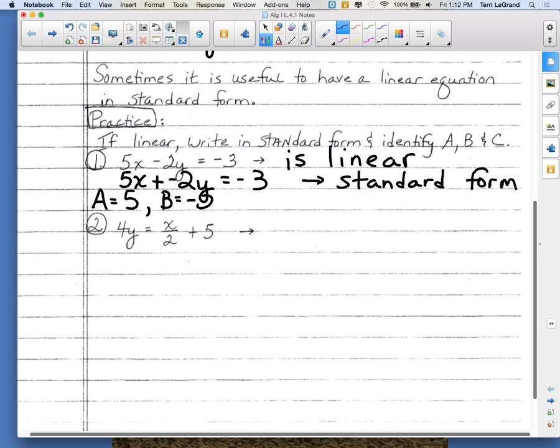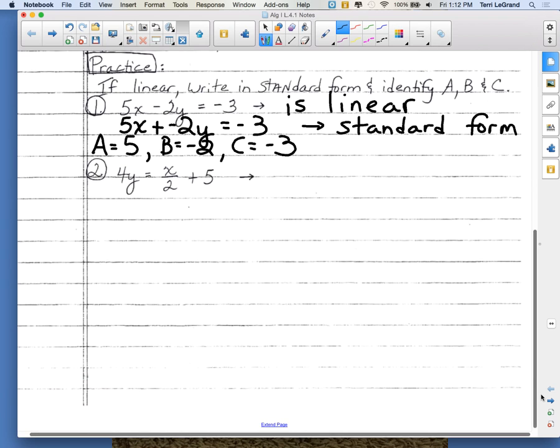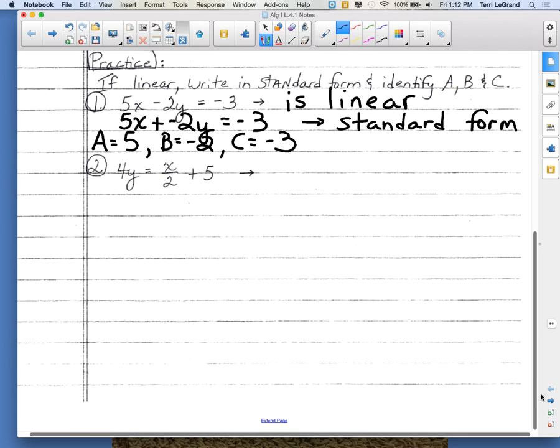Negative 2. What's the C value? Negative 3. So when it is linear, we're going to write it in standard form. We're going to identify the A, the B, and the C. Those A, B, and C will play a role at some point. We'll learn more about that later. But right now we're going to learn just how to at least put it in standard form and identify those parts. Questions on it?